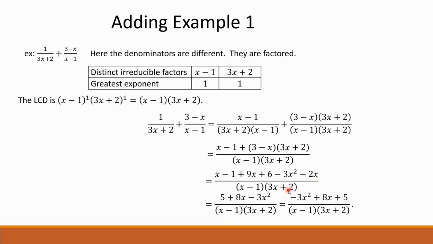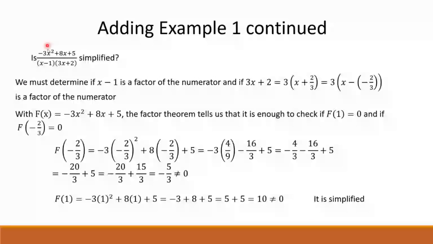Now, are we done? Not quite, right? Again, we want to simplify. And basically to simplify, what are we trying to determine? Does the numerator and denominator have any non-trivial common factors? In other words, we want to know, is x minus 1 a factor of the numerator? And is 3x plus 2 a factor of the numerator? So we want to know if it's simplified.